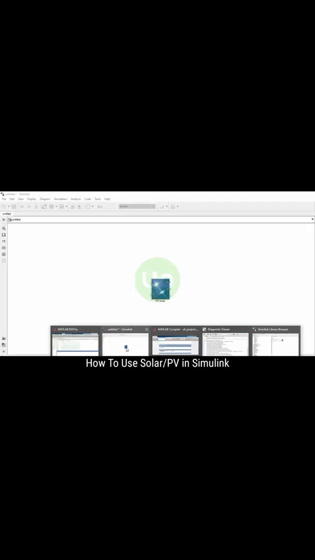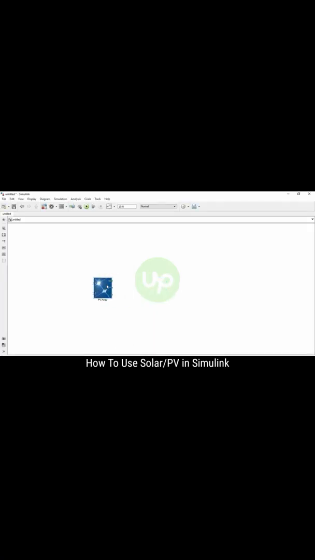Go and check that you got your PV array. Yes, we got that. Here, two inputs, that is IR is for irradiance and T is for temperature.